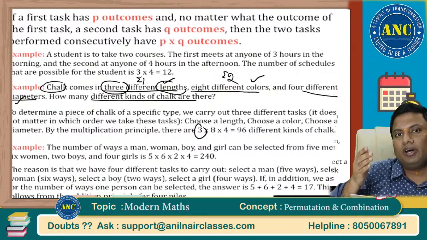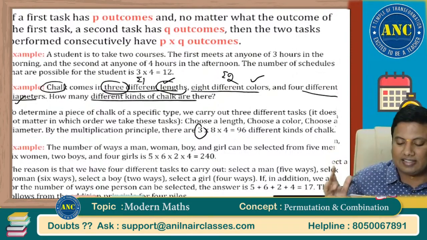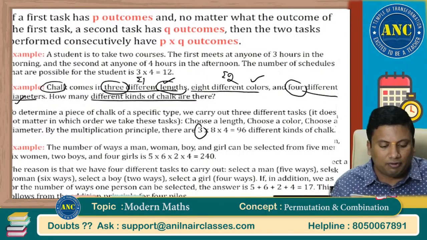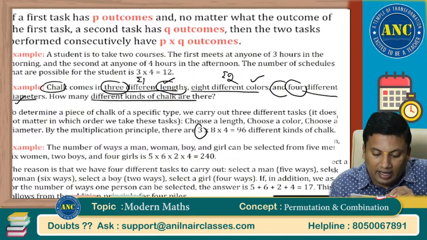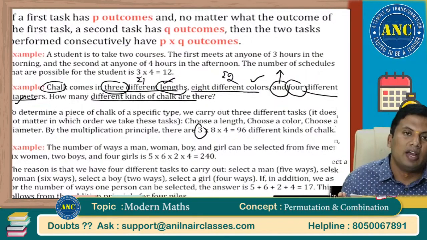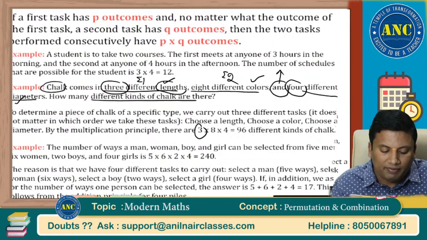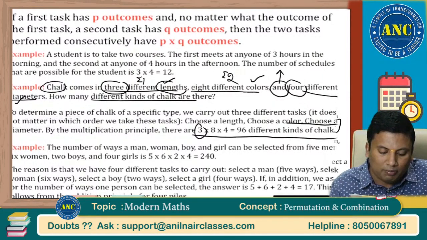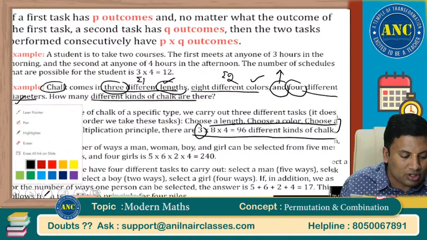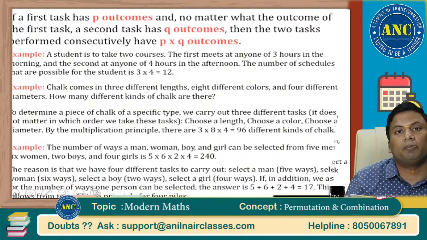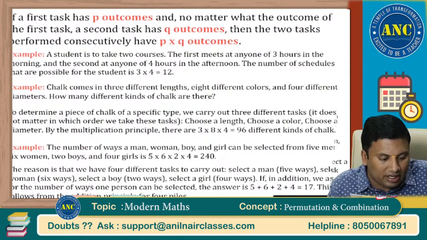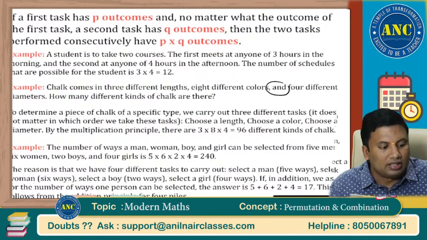In the previous example, traveling ways were 3. Here, colors are 8. That's the only difference. Then, in terms of diameters, how many are there? 4. Now, if you see, there is a keyword, and. And means one after the other, the event is happening. If one event is happening after the other, then I will use the fundamental principle of multiplication. 3 into 8 into 4. Immediately when you read the question, you will understand whether it is the fundamental principle of multiplication or of addition. Why? Because if you read the question, it says 4 different diameters are there.